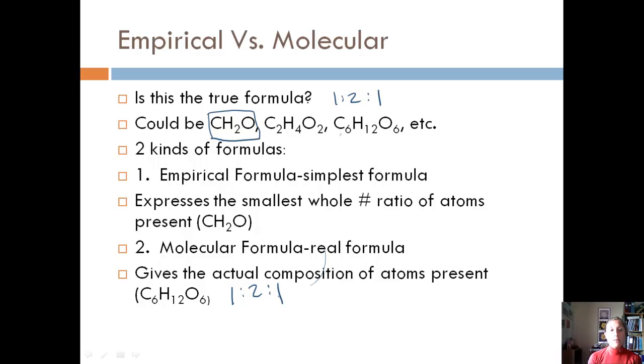Now, sometimes the empirical formula and the molecular formula are equal. For example, let's say we had H2O. It's a ratio of 2 to 1. This is the simplest whole number ratio, but it's also the real or the actual. And so in this case, empirical and molecular are the same.